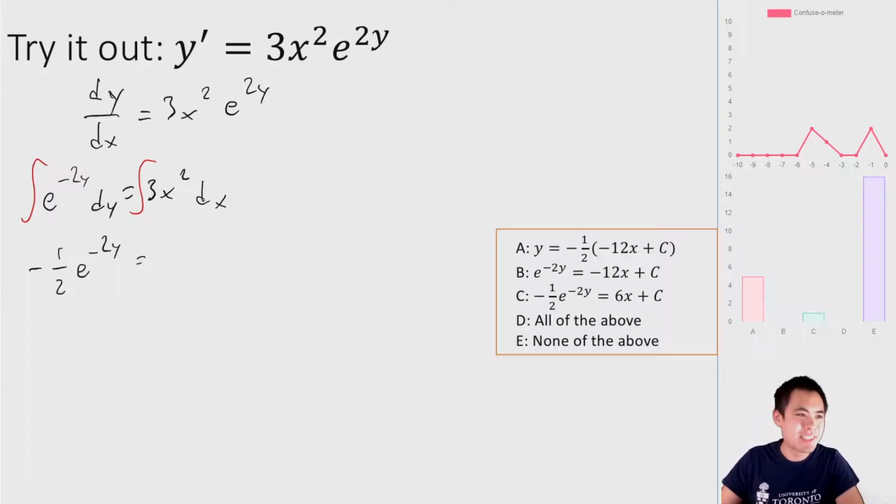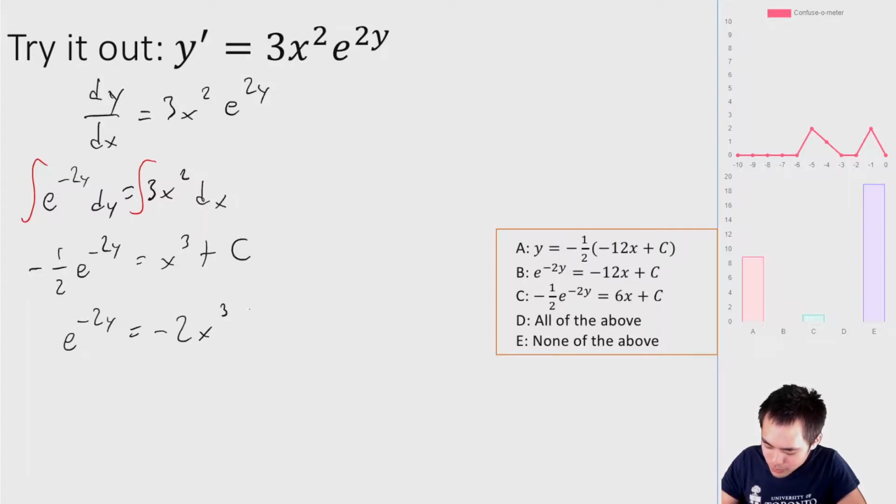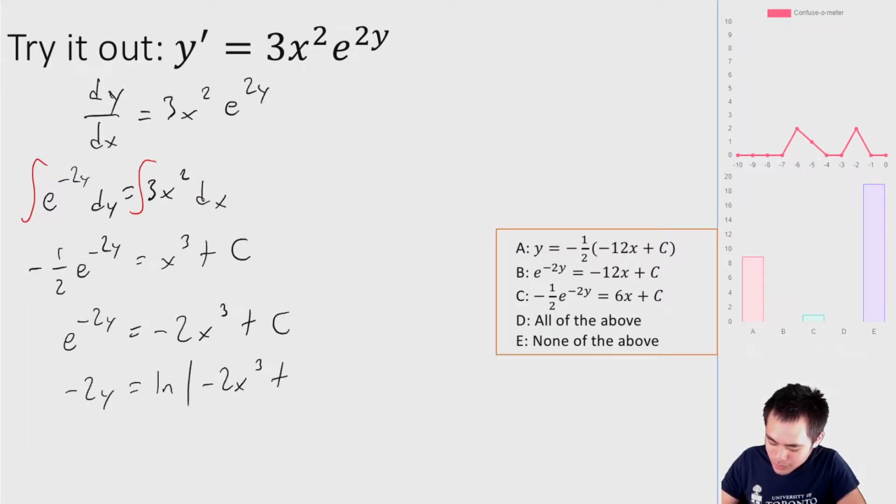Okay, so I made a mistake when I was writing up these answers, and so the answer is actually E, I think. But let me do it correctly and see what happens. So this here is going to be x cubed plus c, and therefore what you get is, let's see, e to the minus 2y is equal to minus 2x cubed plus c. So minus 2y is equal to the natural log of minus 2x cubed plus c.